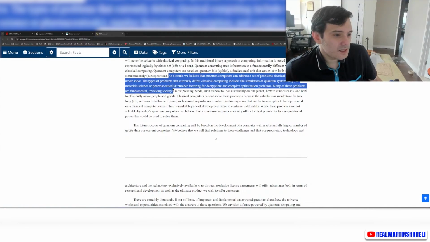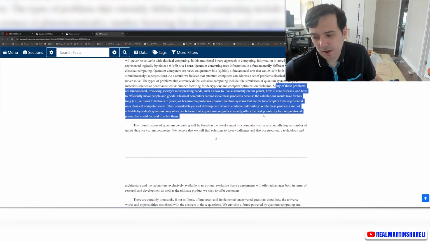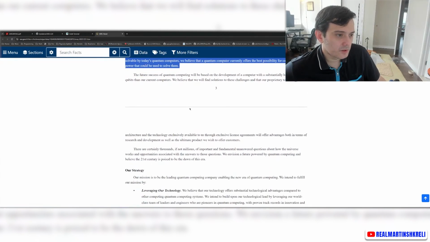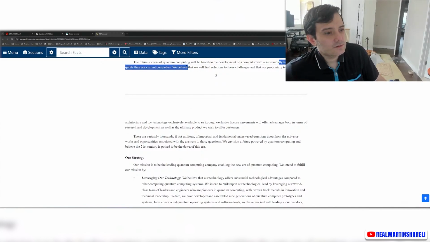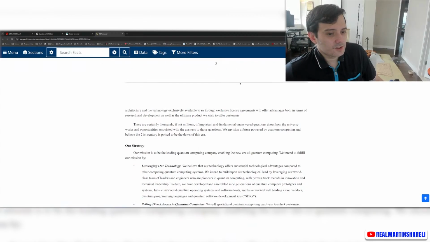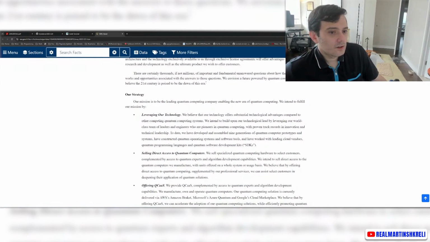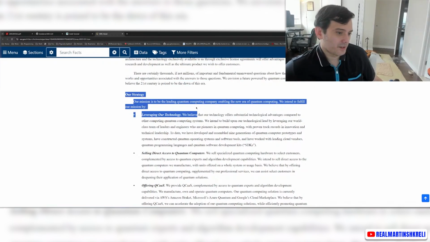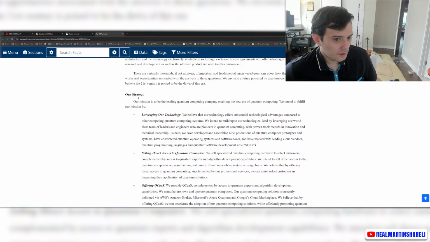Simulation of quantum systems, number factoring, complex optimization like the traveling salesman problem or 3-SAT or whatever. You can't do these on a classical computer. Maybe you could do them on an IonQ computer. So we need more qubits. The success will require more qubits than our current computers. We will be able to find these solutions and overcome these challenges. There are thousands, if not millions, of important unanswered questions about how the universe works, and quantum computing will answer them.